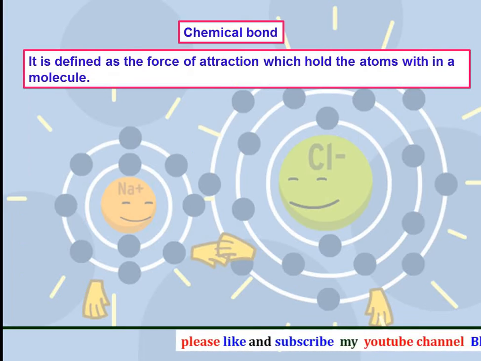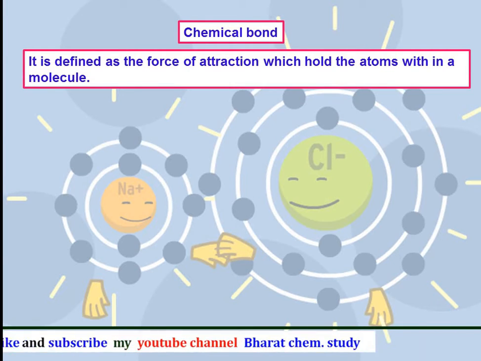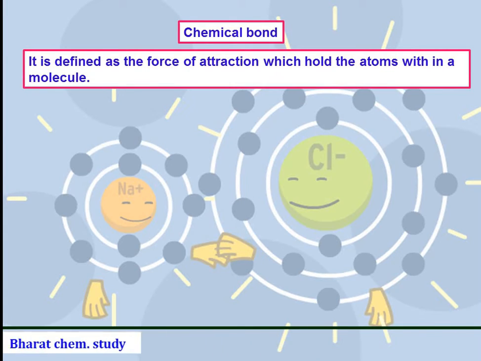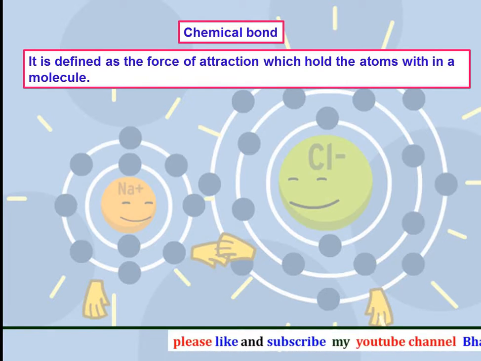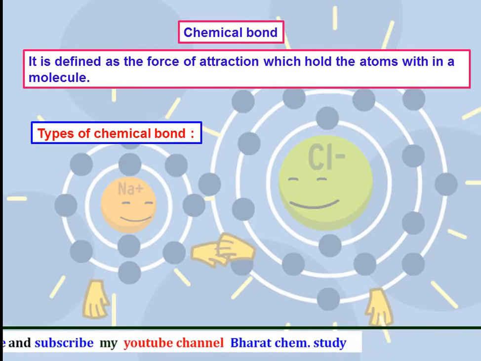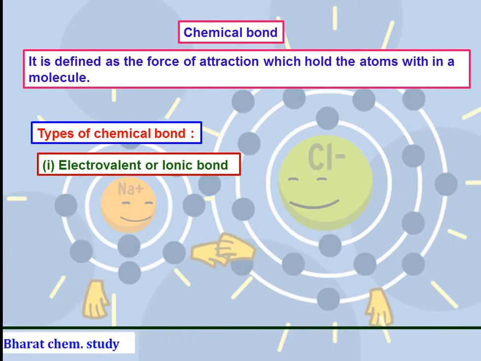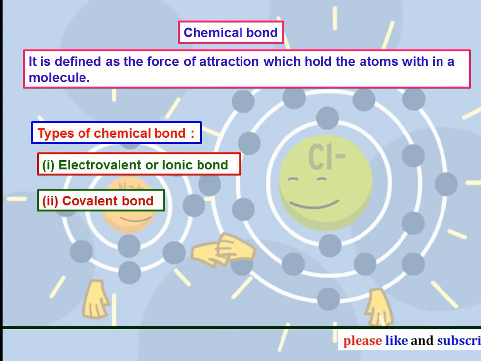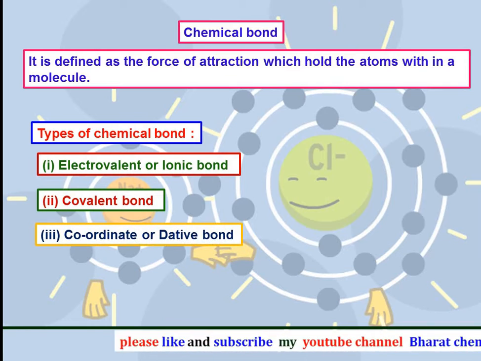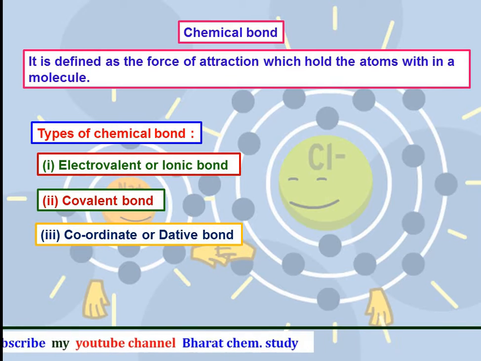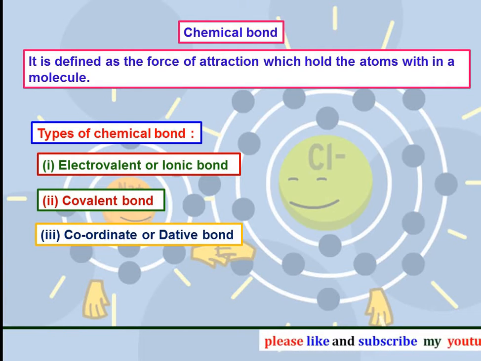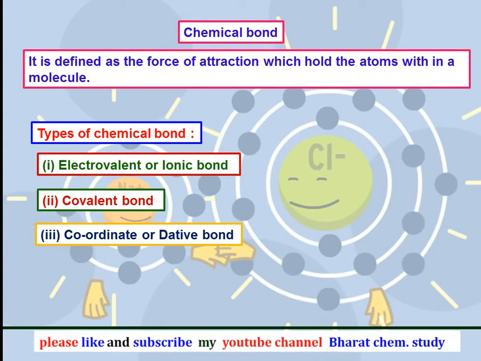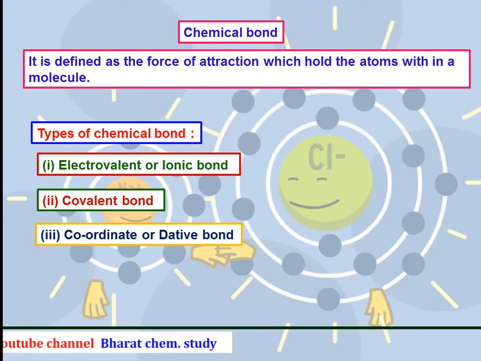Now chemical bond. It is defined as the force of attraction which holds the atoms within a molecule. The force which is responsible for keeping all the atoms within a molecule together is called a chemical bond. Now the types of chemical bond: electrovalent or ionic bond, covalent bond, and coordinate or dative bond. These are the 3 bonds which we are going to study in our 10th standard, and these bonds depend upon whether the atoms will share electrons, or gain or lose electrons. So let's study the electrovalent or ionic bond first.